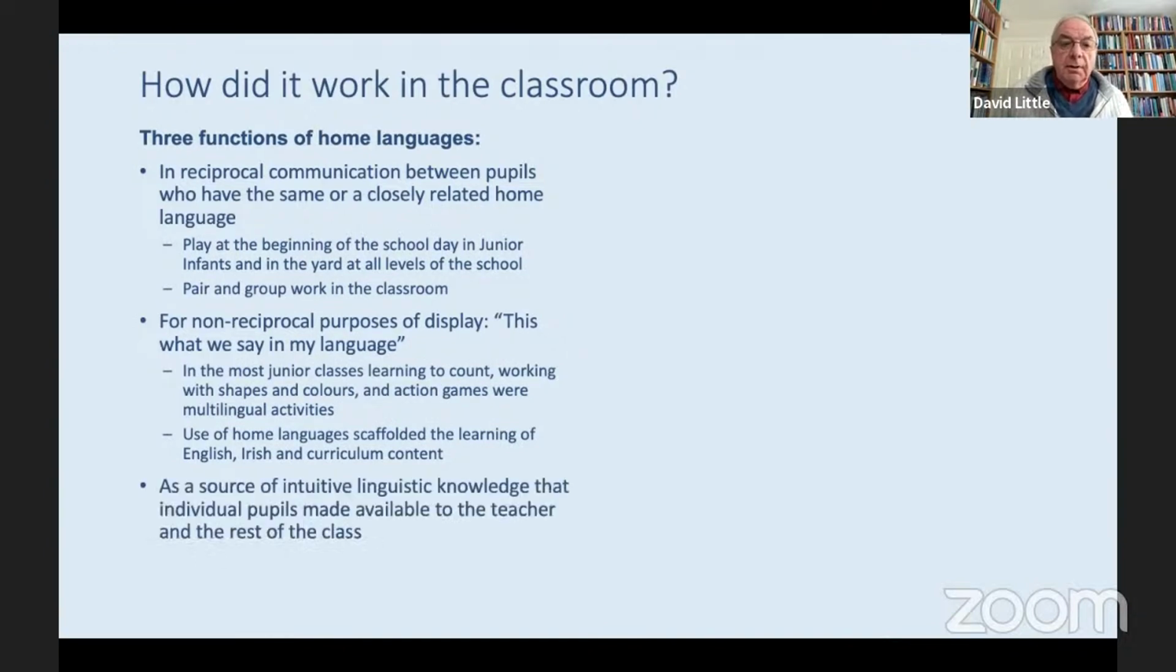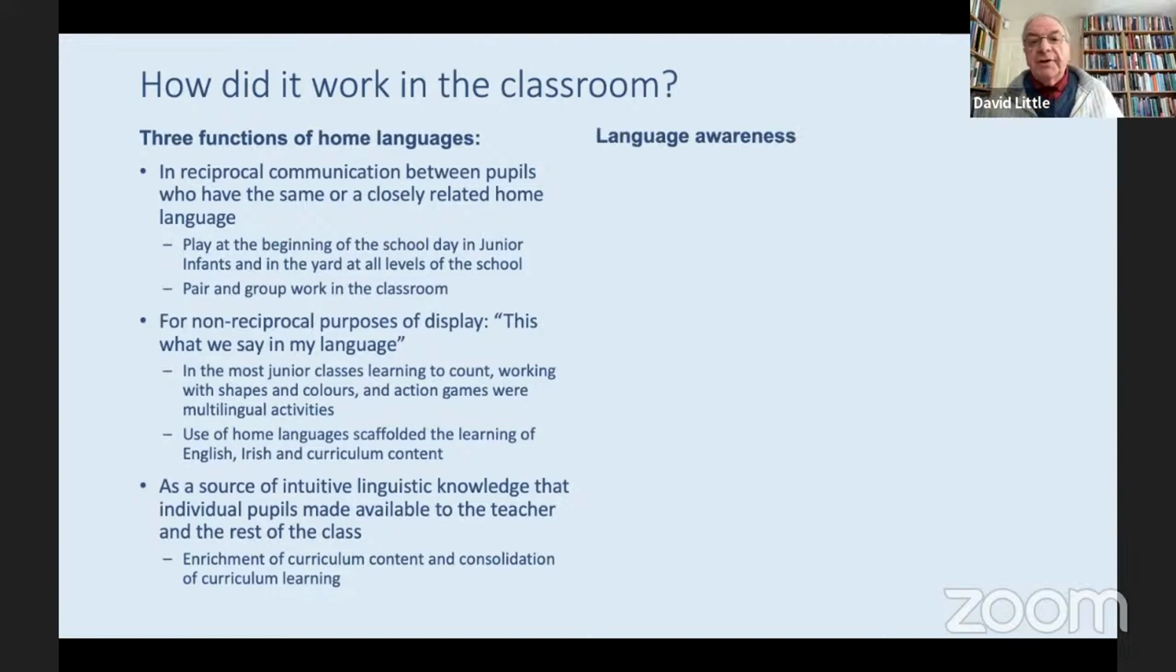Thirdly, home languages served as a source of intuitive linguistic knowledge that individual pupils made available to the teacher and the rest of the class through their initiatives in classroom communication. And this greatly enriched curriculum content and consolidated curriculum learning. One of its most obvious impacts was the development of unusually high levels of language awareness in pupils.